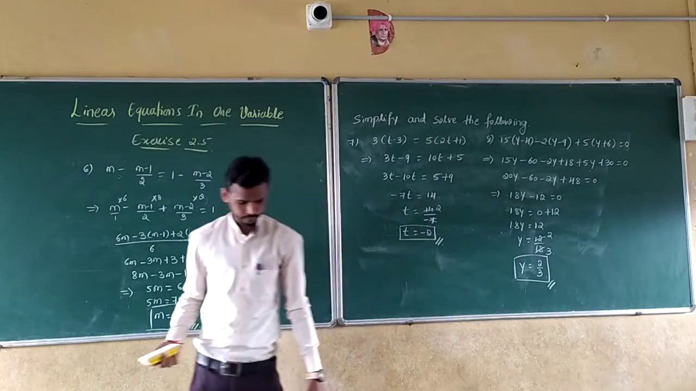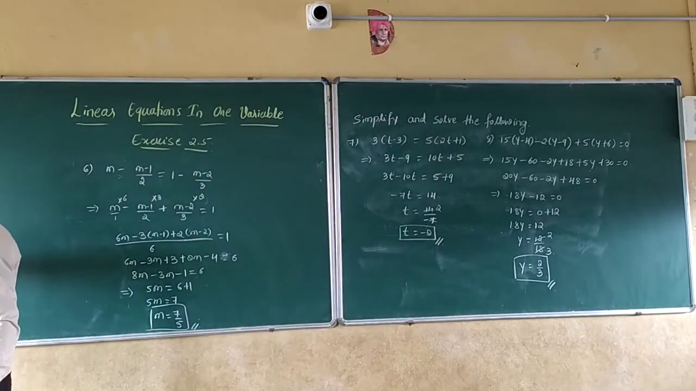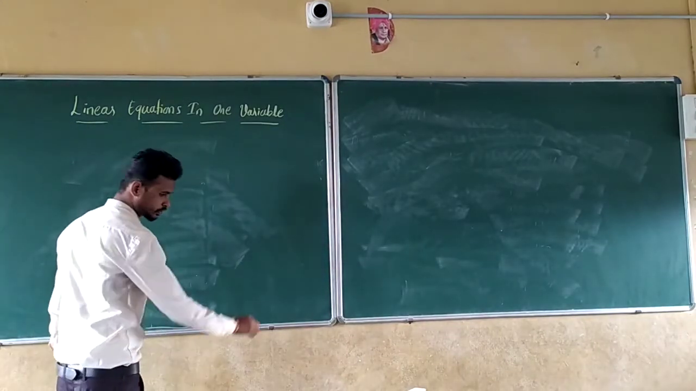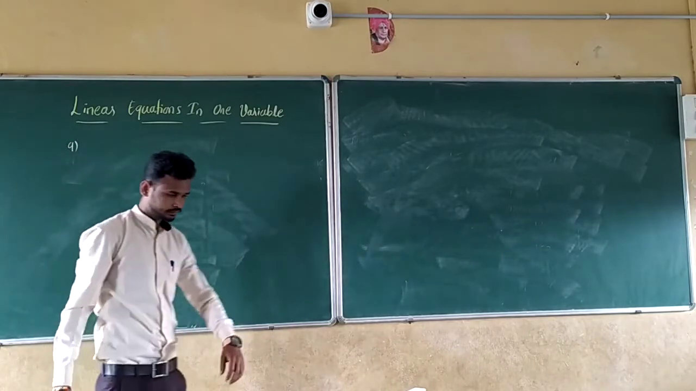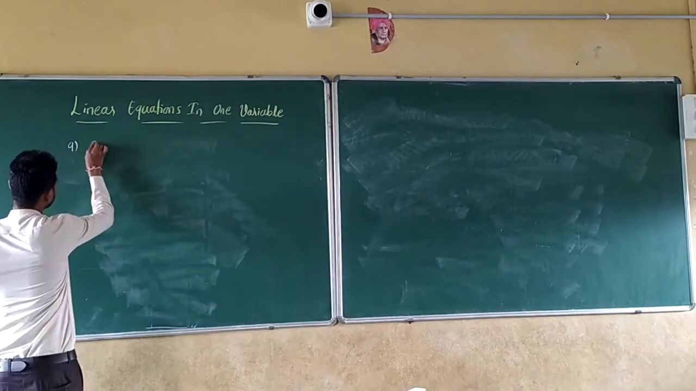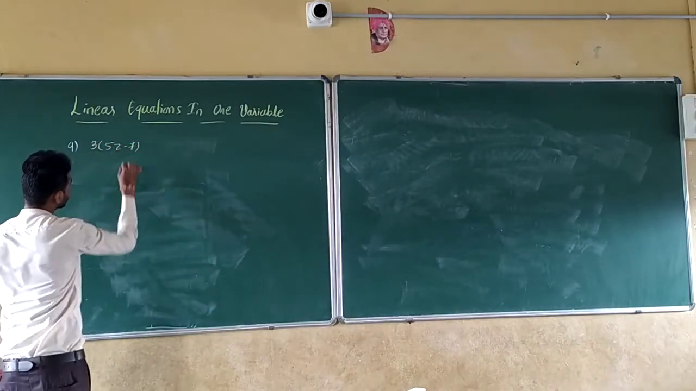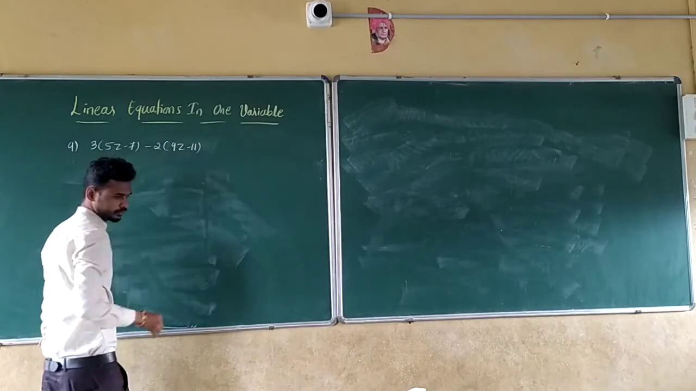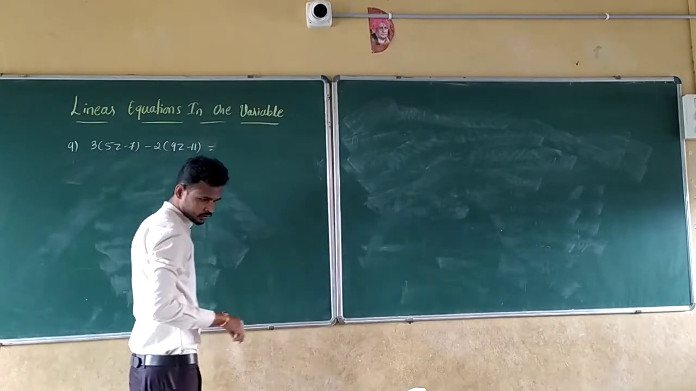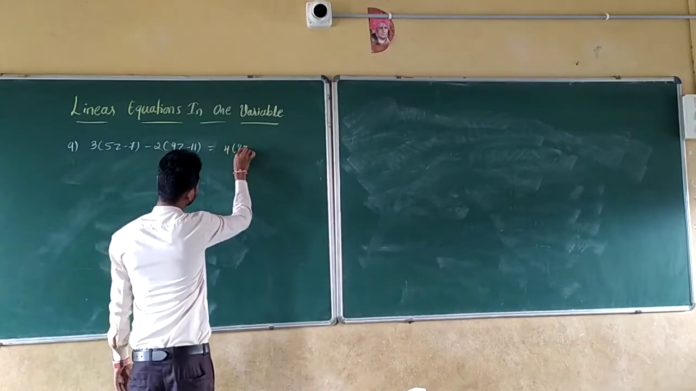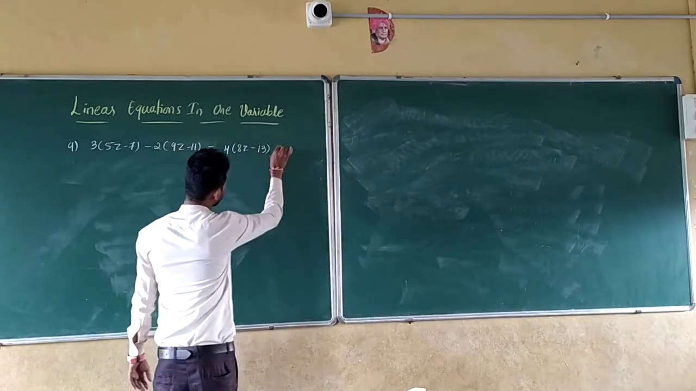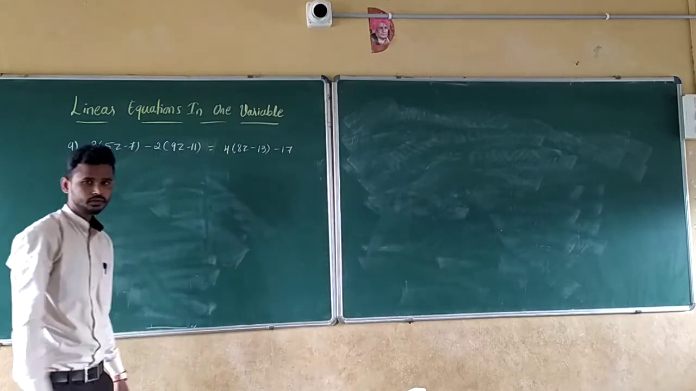Now let us see next question. This is the next question. 9th one. 3 into bracket 5z minus 7, minus 2 into bracket 9z minus 11 which is equals to 4 into bracket 8z minus 13, minus 70. So simplify that first.